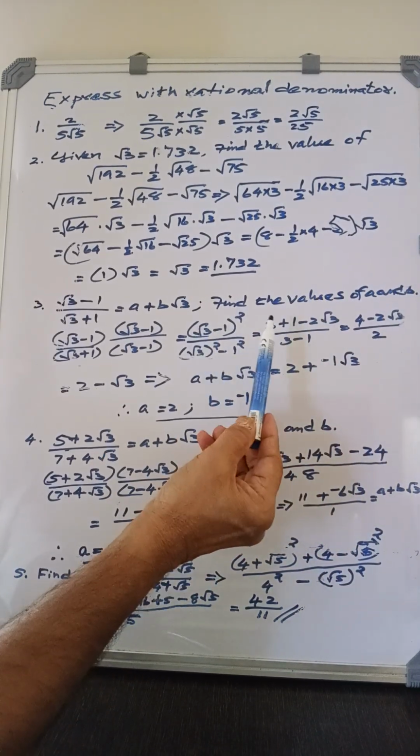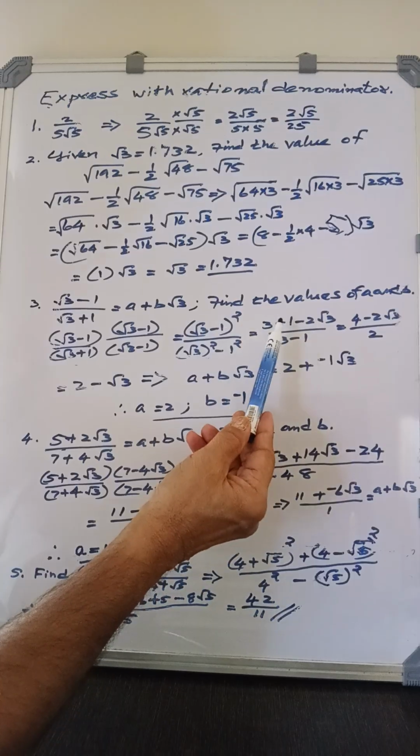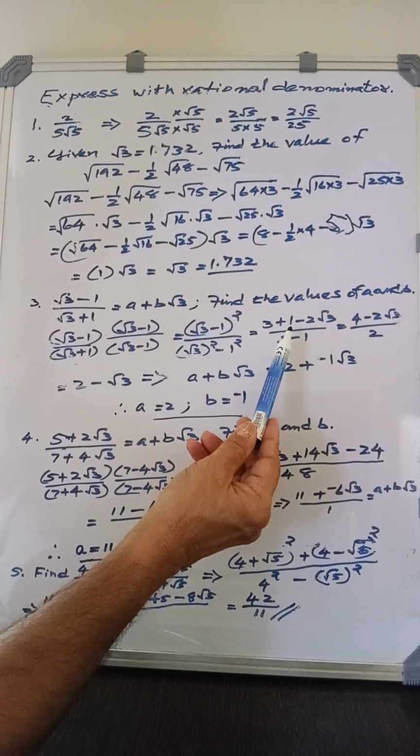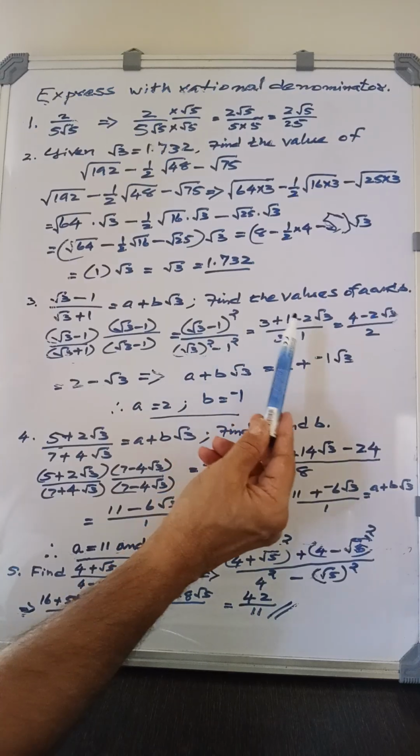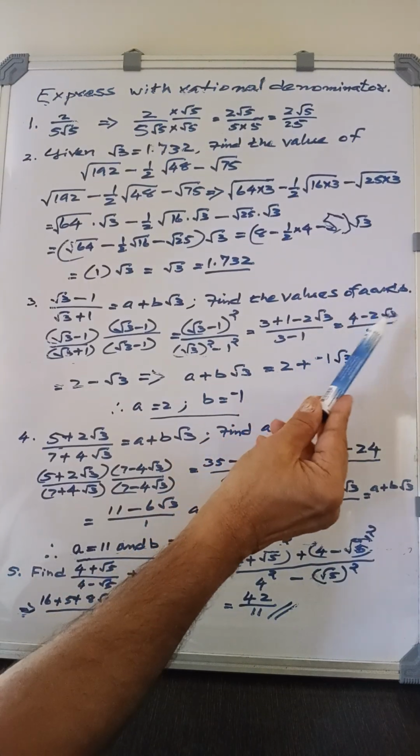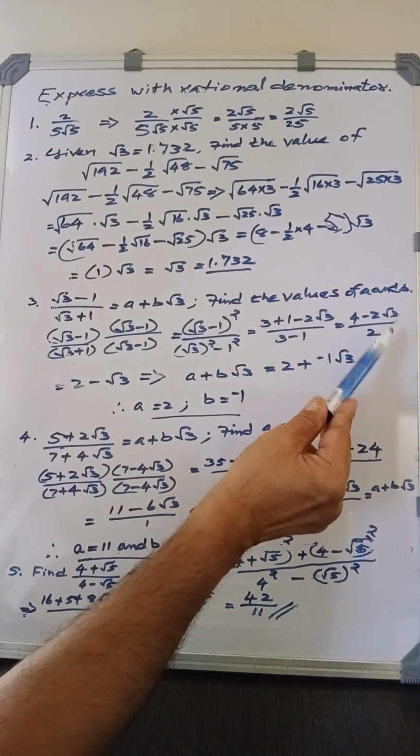That is root 3 square gives 3, 1 square gives 1. 3 plus 1 minus 2ab, 2 into root 3 into 1, minus 2 root 3. That is 4 minus 2 root 3 by 2.